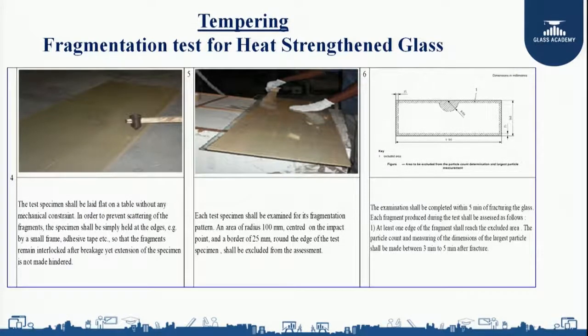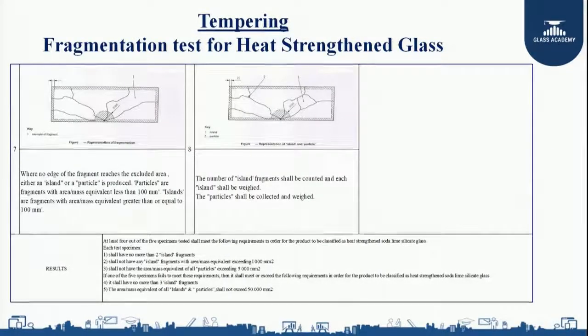Each fragment produced during the test specimen shall be assessed as follows. At least one edge of the fragment shall reach the excluded area. The particle count and the measuring of the dimensions of the largest particle shall be made between 3 to 5 minutes after the breakage. If you see, when I impact a glass, this is how a heat strengthened glass is going to break. You can see here in the 7th figure, where no edge of the fragment reaches the excluded area, either an island or a particle is produced. After the breakage, if your fragment is not able to reach the excluded area, in that case you are going to get either an island or a particle.